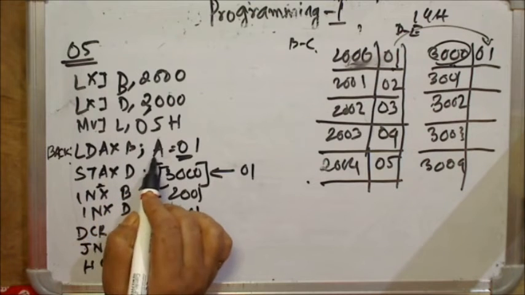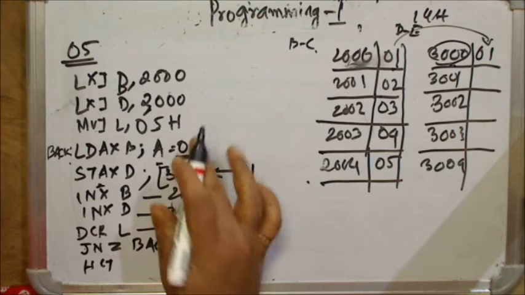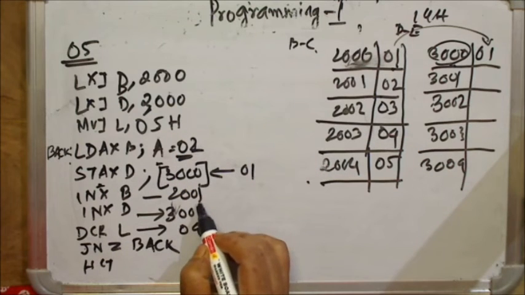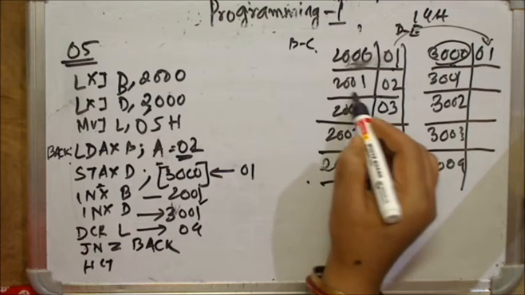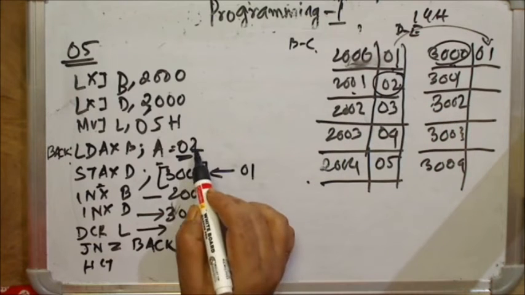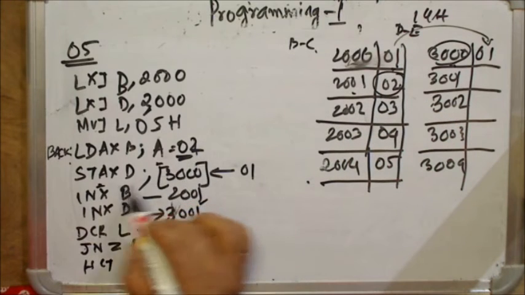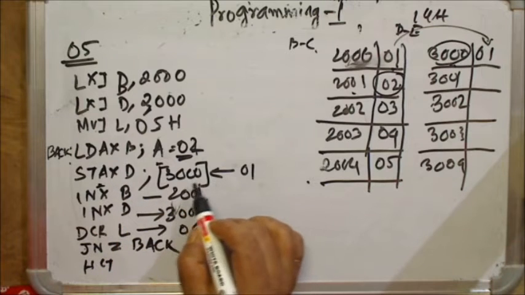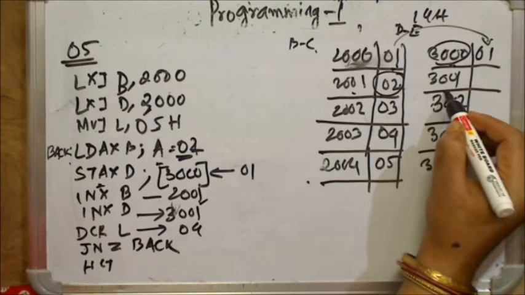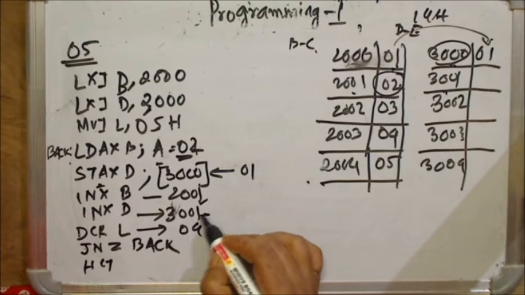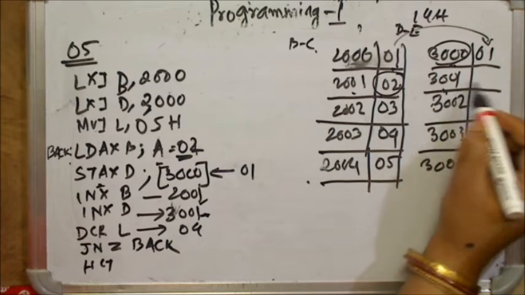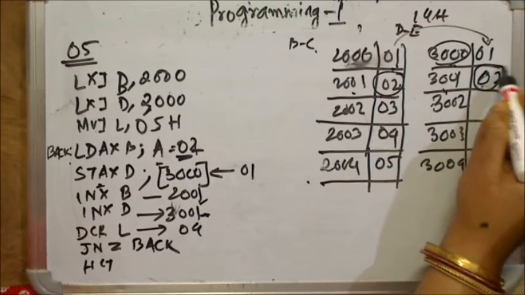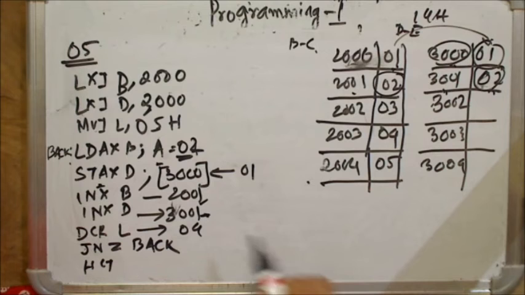So what will come into A? 02, right? Because B is now 2001, so the 2001 data is 02. So 02 will come into A. Then STAX D: the data of A will go to the memory location pointed by the DE pair, that is 3001. Okay, DE pair is now 3001, so the data of the accumulator, that is 02, will be stored in 3001.